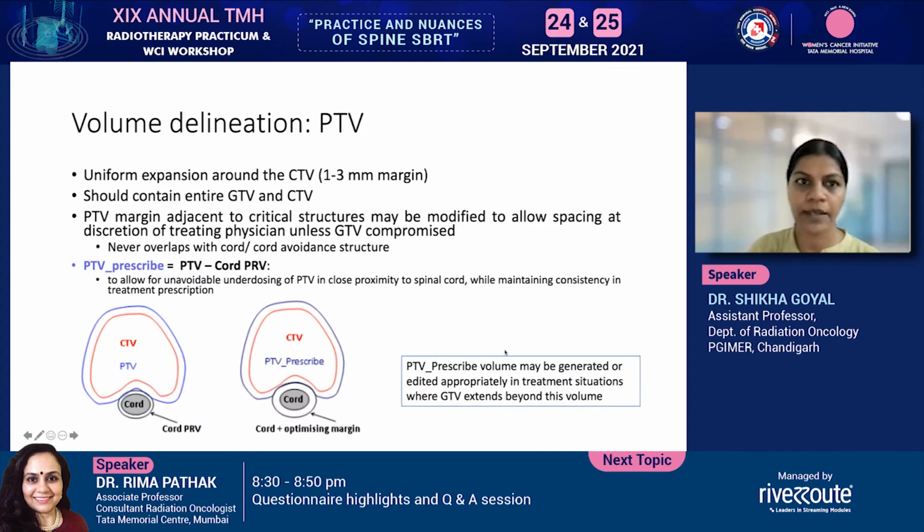Coming to PTV delineation, this is a uniform expansion around the CTV of 1 to 3 millimeters, depending on the setup errors in your center. It should contain both the GTV and the CTV in entirety. But sometimes we may need to modify the PTV margins adjacent to critical structures to allow sparing, at the discretion of the treating physician. For this purpose, sometimes another PTV, which is called the PTV prescribed, is generated. This is the original PTV minus the cord PRV or cord structure, and this is purely for the plan evaluation purposes.